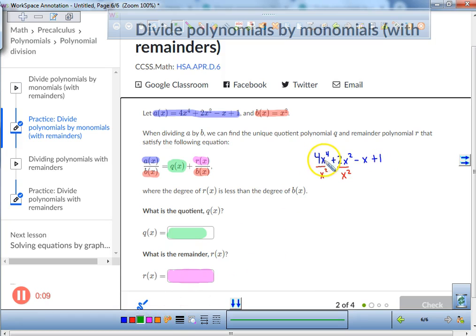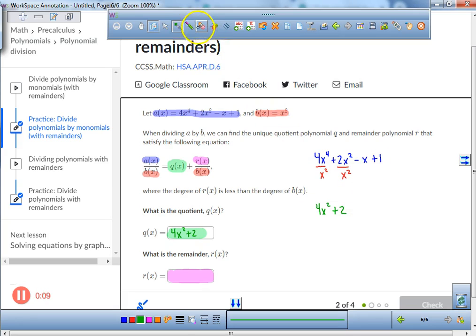But 4x to the power of 4 divided by x squared is 4x squared. And 2x squared divided by x squared, those cancel out, and you're left with 2. So what's my quotient? 4x squared plus 2. Well, if you can't divide into it, what do we call that? We call it the remainder. So this right here, whatever we can't divide into, we just call the remainder. In this problem, they're calling it r of x. So right here for r of x, I'm going to put in negative x plus 1. Let's see if that works.